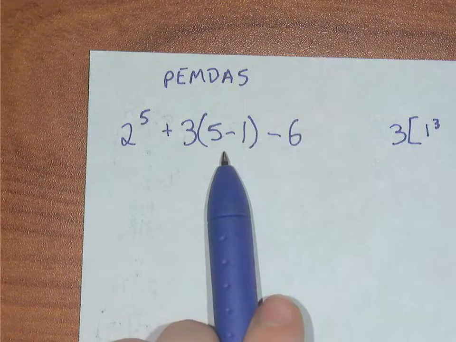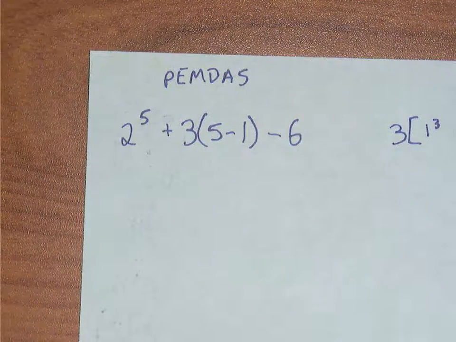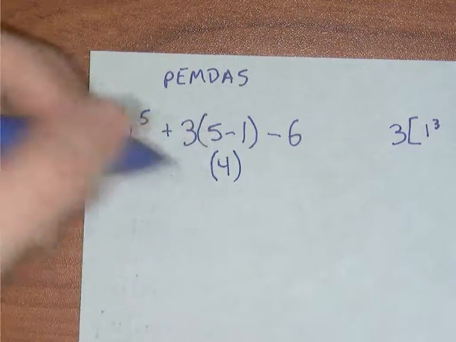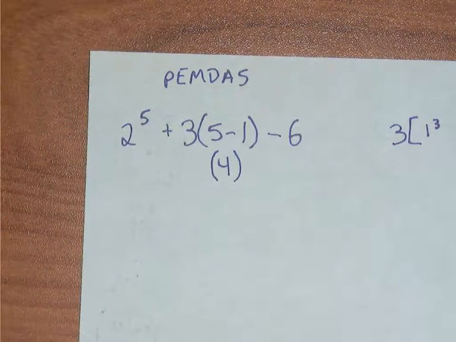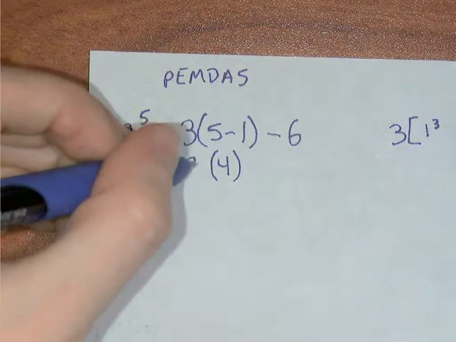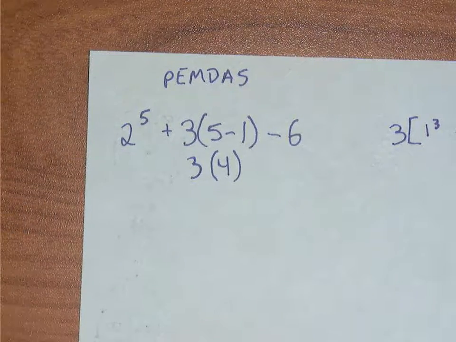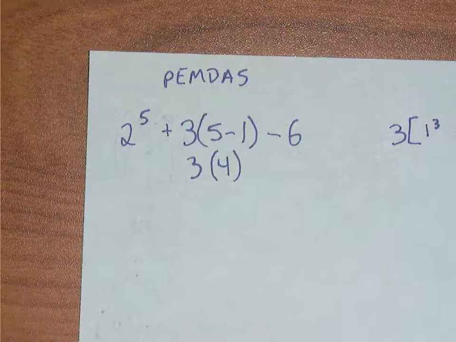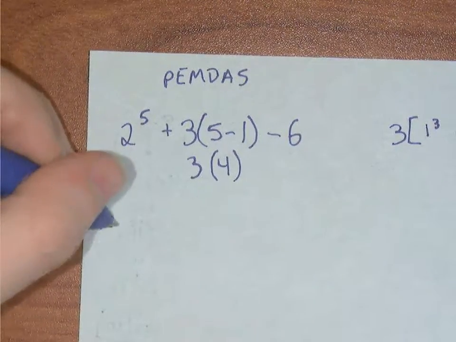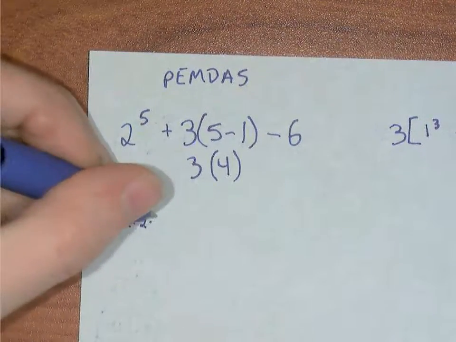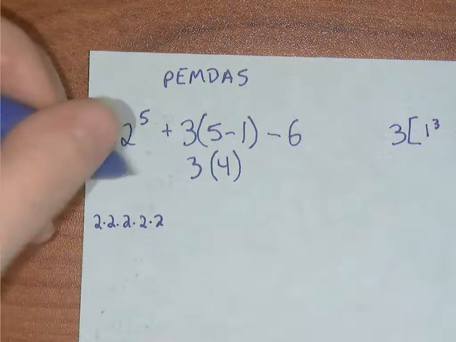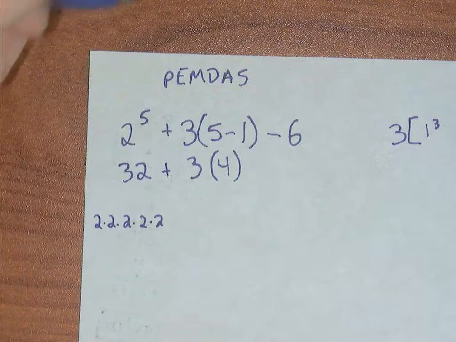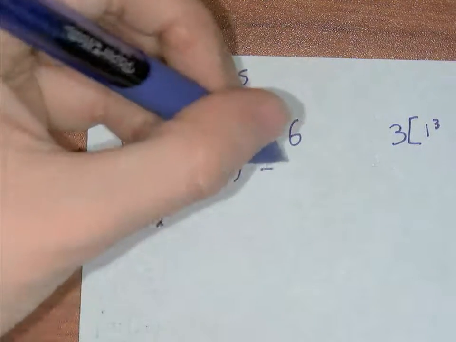We've got 5 minus 1 inside of parentheses. We'll do that first. 5 minus 1 is 4. And I'm actually going to leave the parentheses there because it's still showing me multiplication. Those parentheses show me multiplication. So then I've got 2 to the 5th. And I remember from exponents that that's going to be 2 times 2 times 2 times 2 times 2, which is 32. So I've got 32 plus 3 times 4 minus 6.